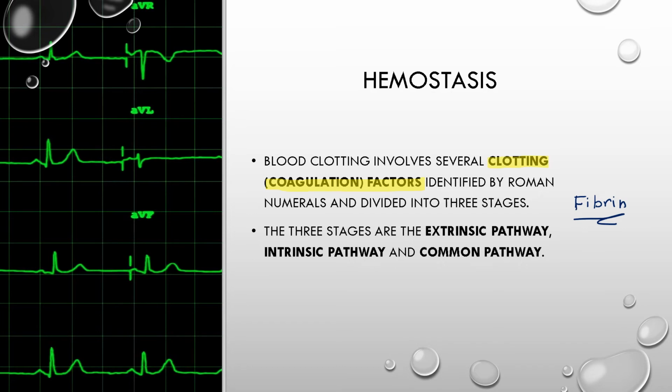Clotting can be divided into 3 different pathways. These are the extrinsic pathway, the intrinsic pathway, and the common pathway.